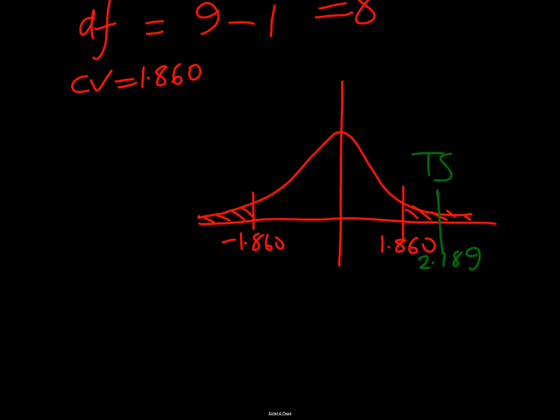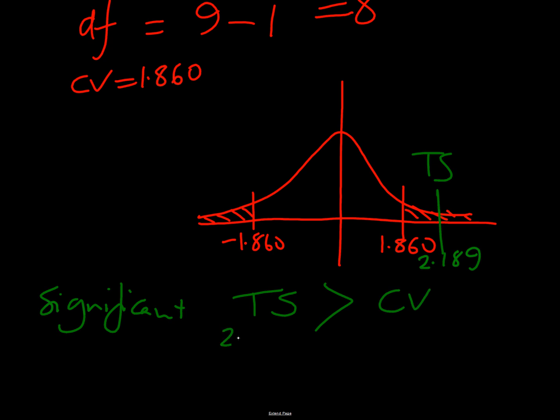So what are we looking at? Well, we know that this is significant, don't we, as we're in the critical region. Significant. Always write our comparison: test statistic is greater than critical value. Test statistic 2.189 is greater than 1.860.